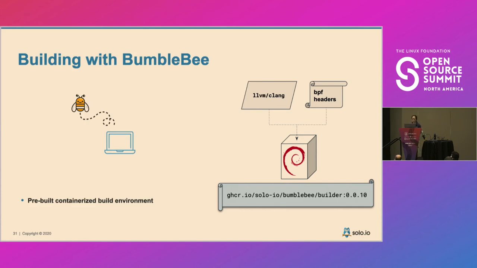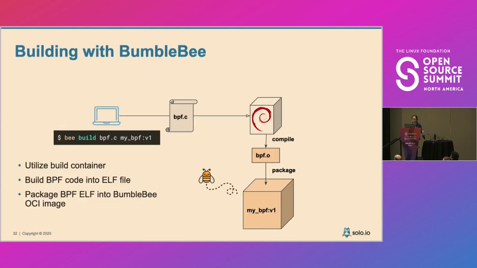First, we provide a pre-built, containerized build environment, which is this builder. For example, this builder image is in the GitHub container registry. In this image, we have the LLVM clang compiler. We also have the common BPF headers for you. When you need to build your eBPF program, you can leverage our builder using the bbuild command, and it will build your eBPF program into an eBPF image, so that you can take that image and plug it into your common GitHub pipeline to interact with an image registry.